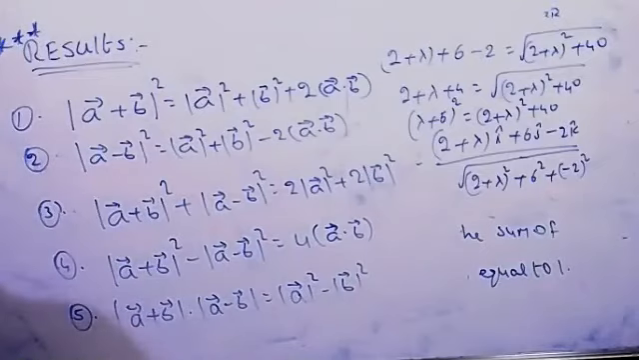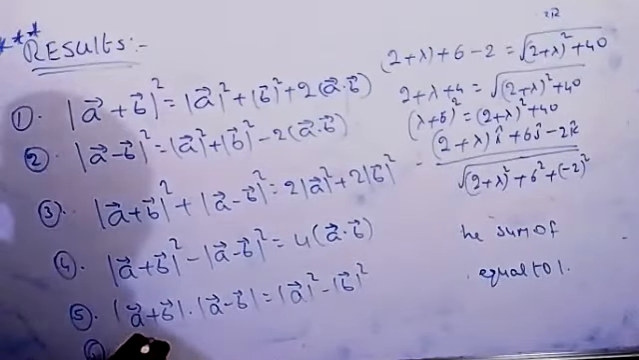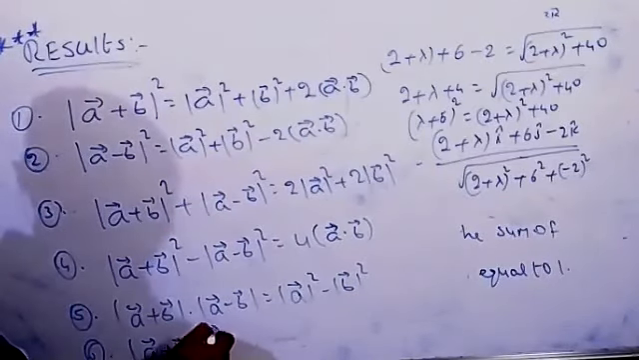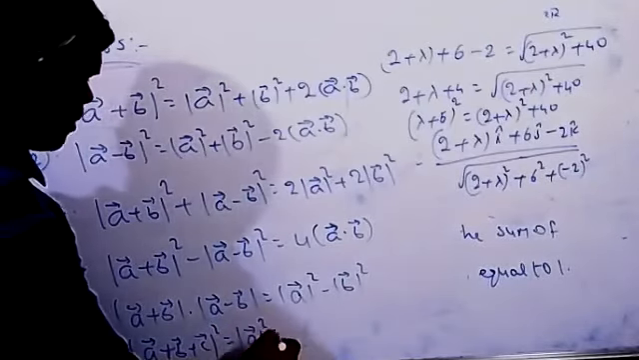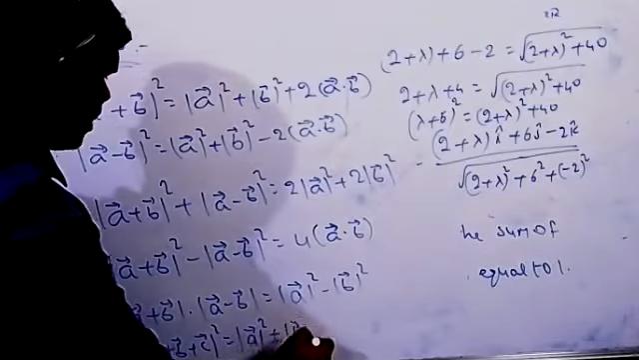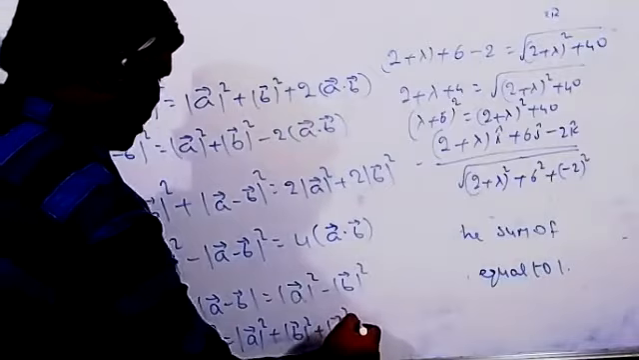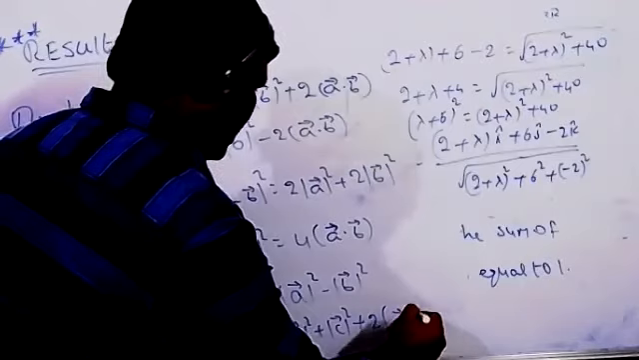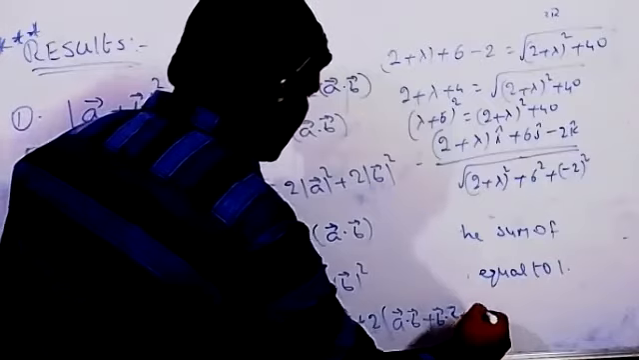Next, sixth one, this also. a plus b plus c whole square equal to the magnitude of a whole square plus the magnitude of b square plus the magnitude of c square plus 2ab. That means you can take 2 into a dot b plus b dot c plus c dot a.